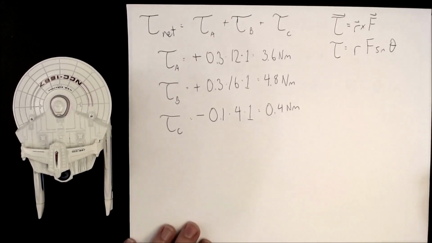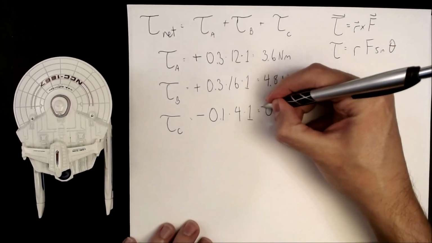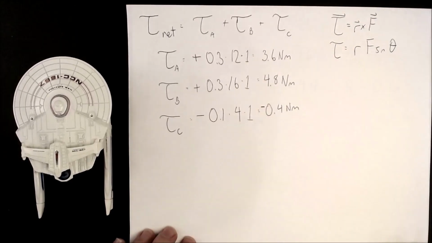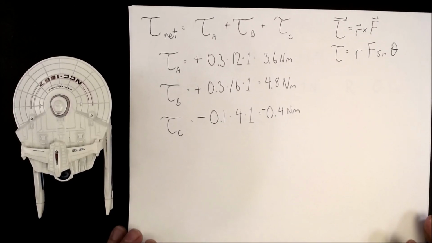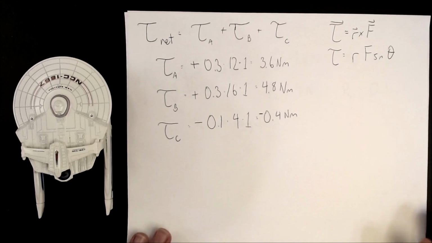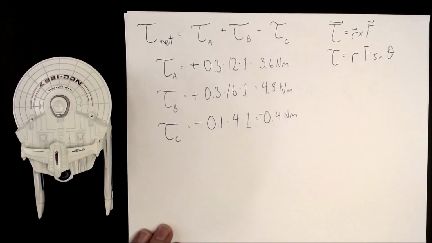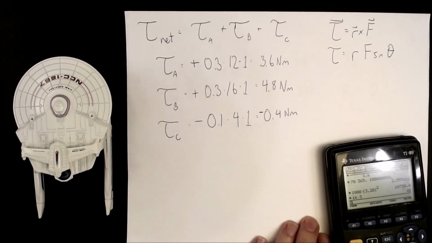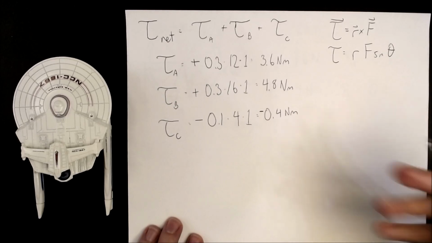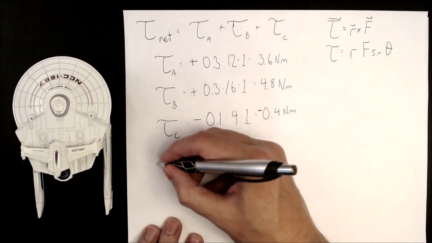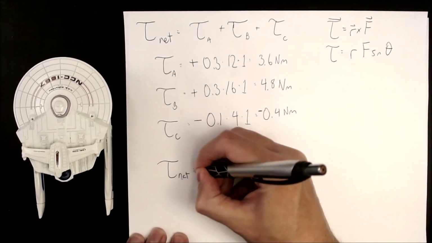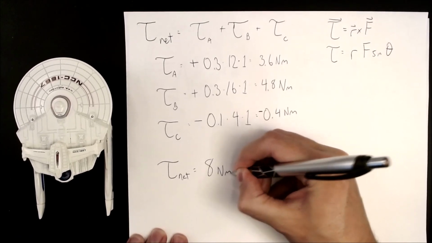All right, what do we do after this? Oh, I already saw a mistake. I forgot that negative sign. Thank you if you're yelling at the screen because I forgot that negative sign. All we do is add these up at this point. So we've got 3.6 plus 4.8 minus 0.4, and we get 8 Newton meters. So torque net is 8 Newton meters.